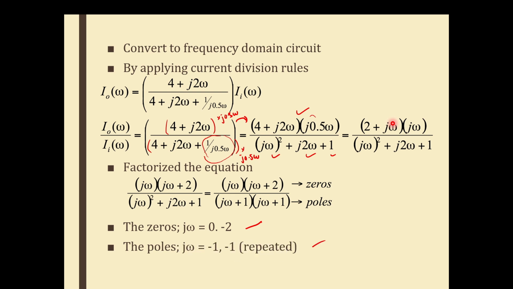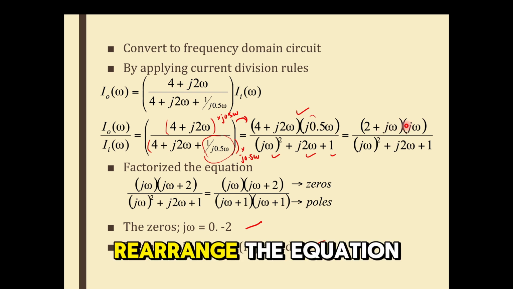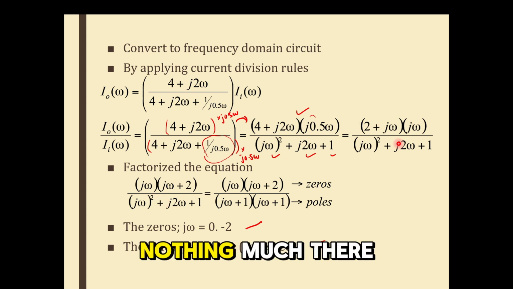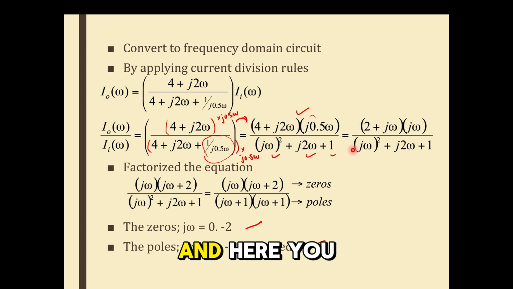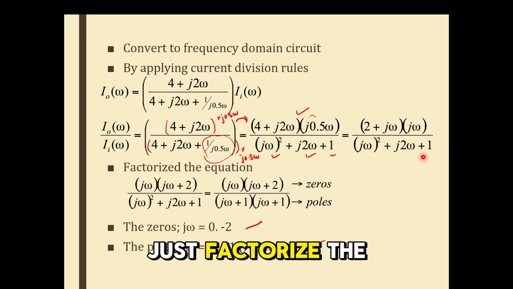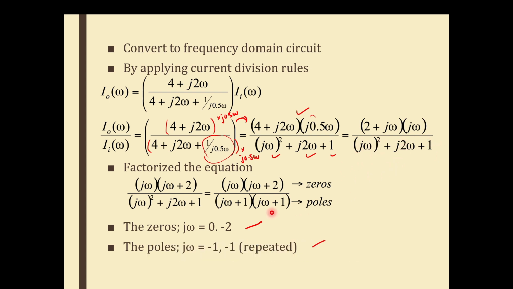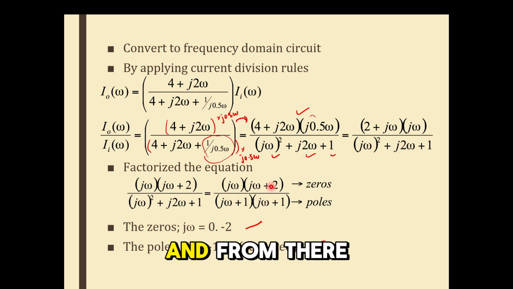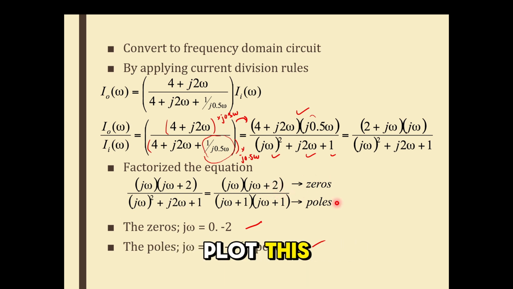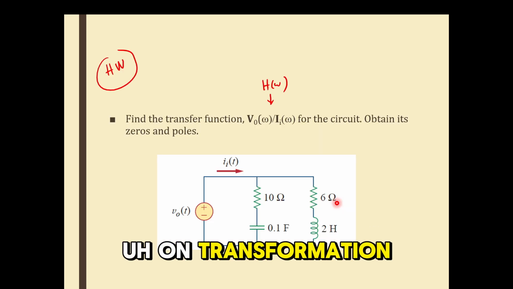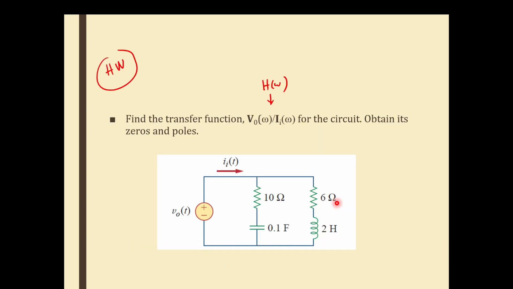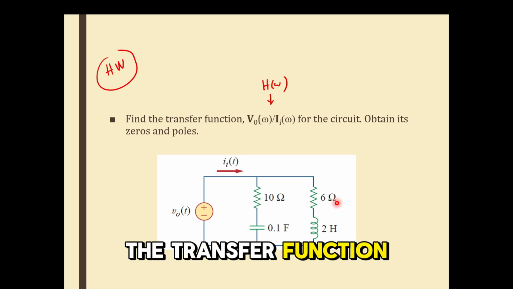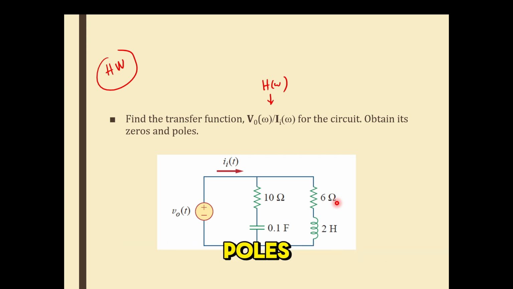Okay, and you just rearrange the equation, bring this one to the front, nothing much there, and here you just factorize the equation. Finally you have it like this, and from there you find the zeros and poles. The next thing, you can plot this as a transfer function as well, and this is a homework you can try later, to get the transfer function and then obtain the zeros and poles. Okay, you can try later, do it by yourself.